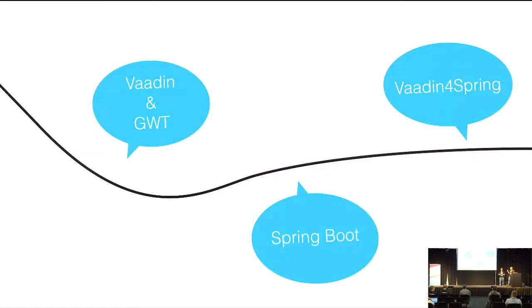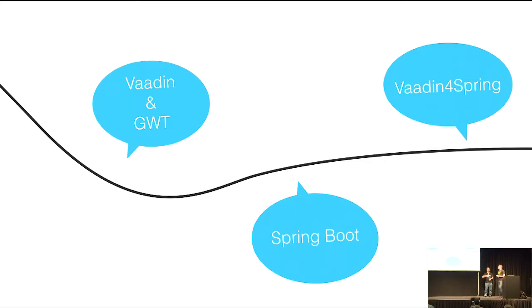Let's move directly to today's agenda. We'll try to establish a path on technologies, how we can fly that thing with a web app framework combined with a Spring Boot backend. We'll start by seeing what Vaadin is, how it uses GWT, and what the main benefits of the actual framework are.